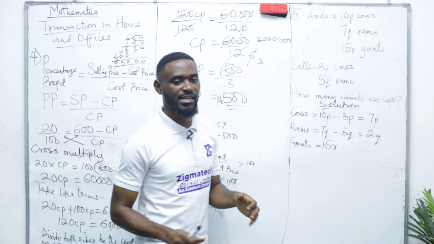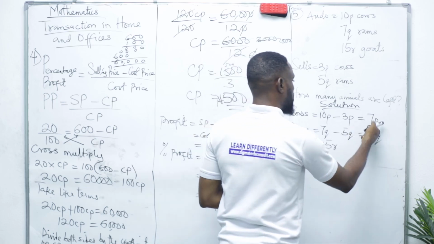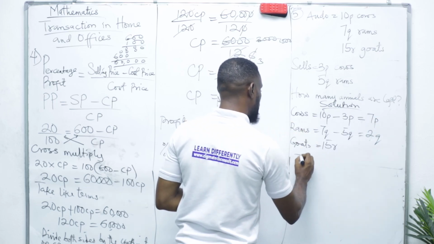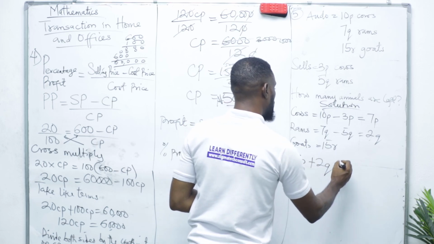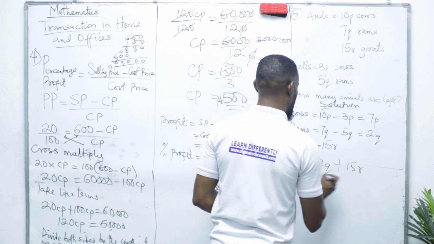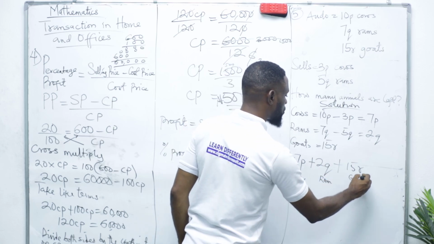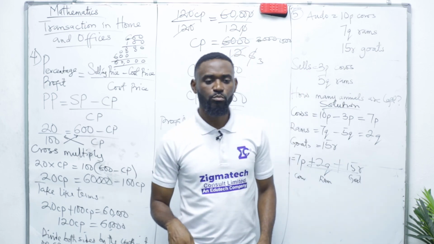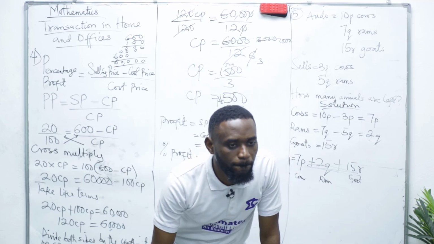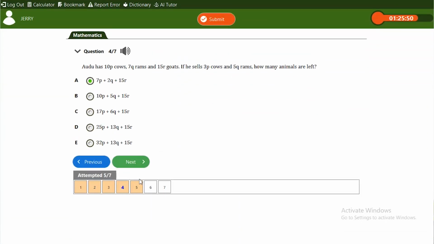So they're asking how many animals does Audu have altogether? So it will be the things that are left now, right? 7p plus 2q plus 15r. This is for cow, this is for ram, and this is for goat. So 7p plus 2q plus 15r, that is option A. That is the correct option there.